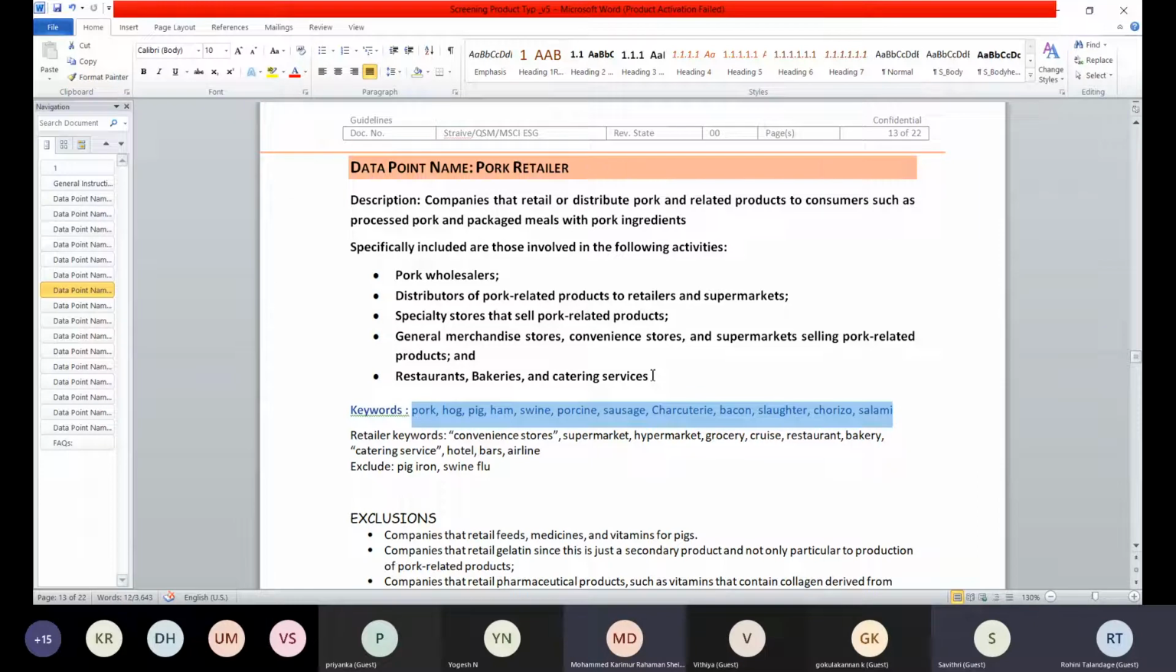Yes, continue. So all these are the keywords. You have to search with all these keywords. She has raised her hand, I suppose.